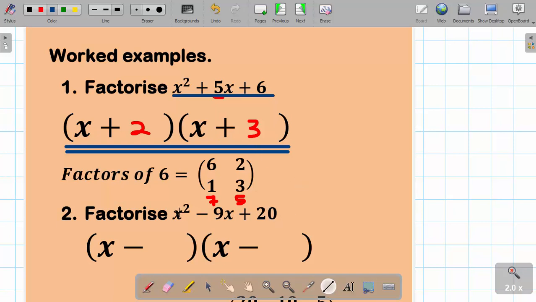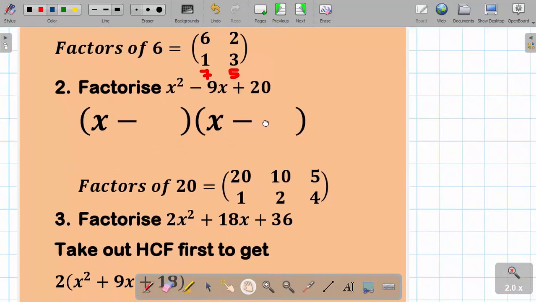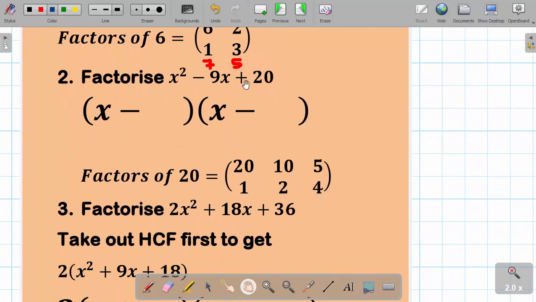Now, this time they say x squared minus 9x plus 20. Note again that there is a plus here. So because of that, it means I'm going to have two brackets multiplied together, but having the same sign in the brackets. Why? Because of this plus here. Now, that same sign must be the sign of the coefficient of x, that is negative. That's why there's minus here and minus here, because the coefficient has got a negative sign.